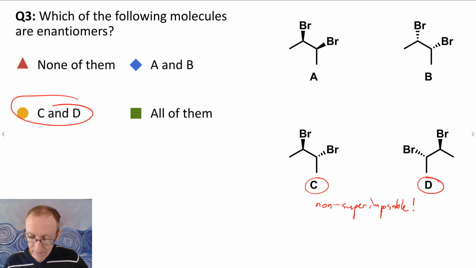Now if we compare A and C and B and D, we'll find that they're not mirror images, but they're also not the same molecule. They're different three-dimensional arrangements of the atoms, and that'll come up in our next question.